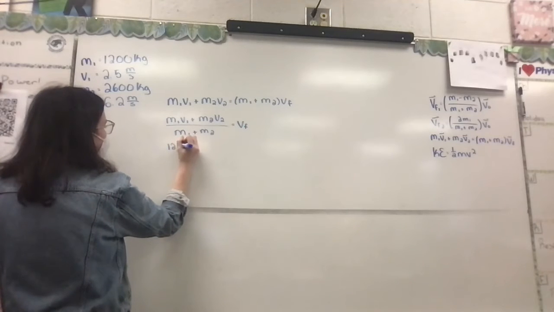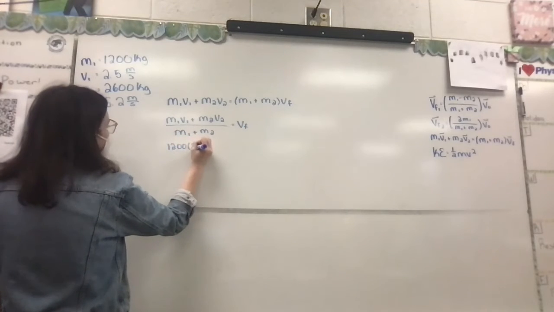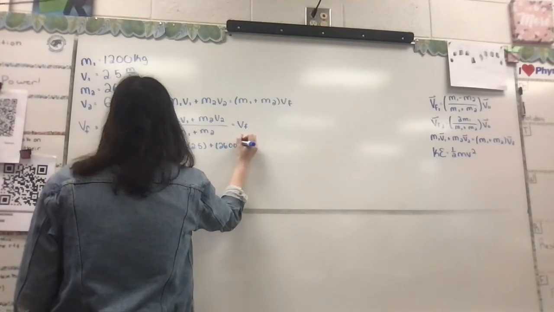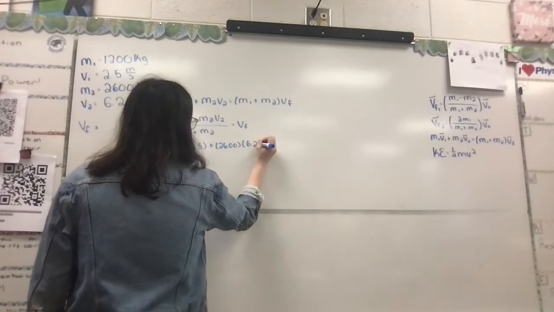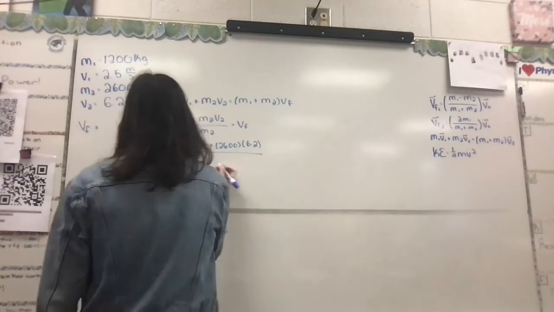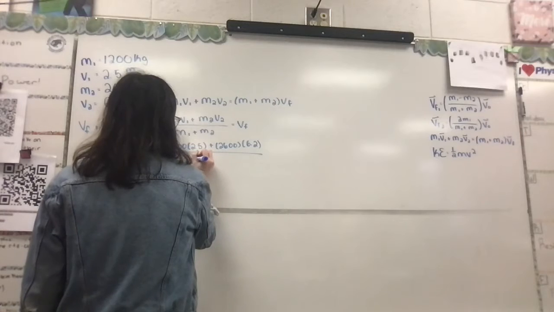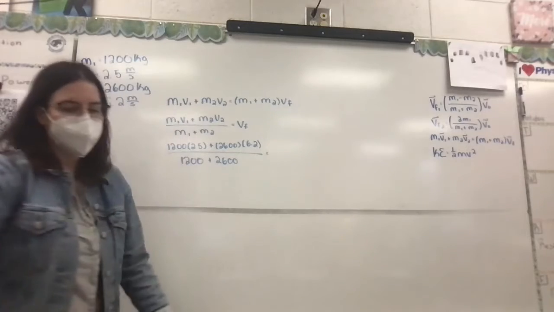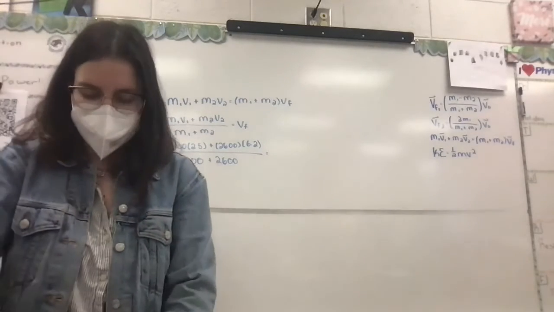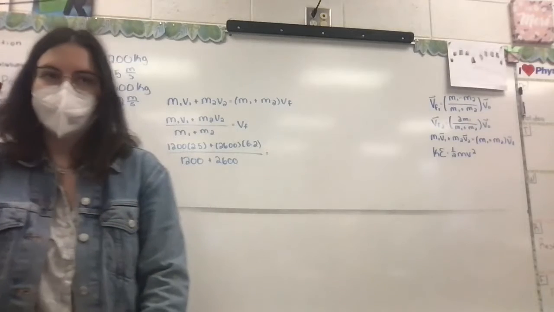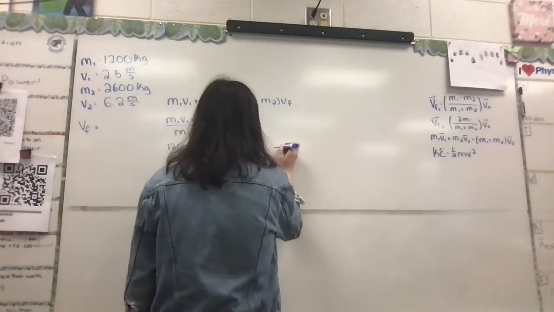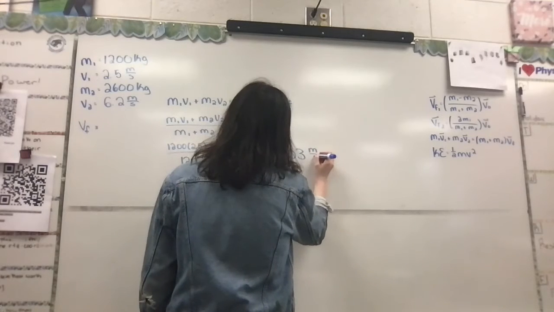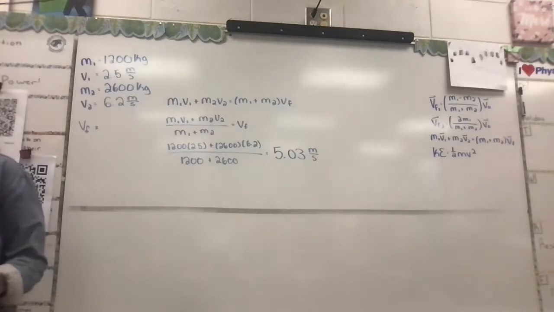So we've got 1,200 times 2.5 plus 2,600 times 6.2 divided by 1,200 plus 2,600. I'm assuming that one of you up here who likes to race each other already has the answer. 5.03. What are the units? Meters per second. 5.03 meters per second. Perfect.